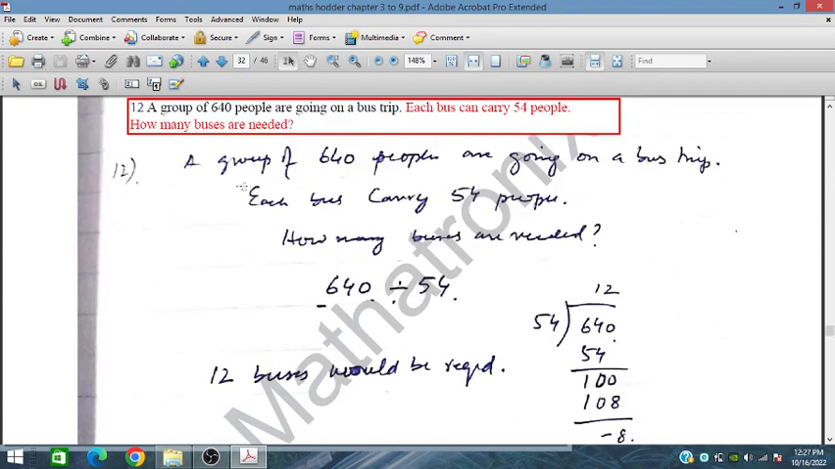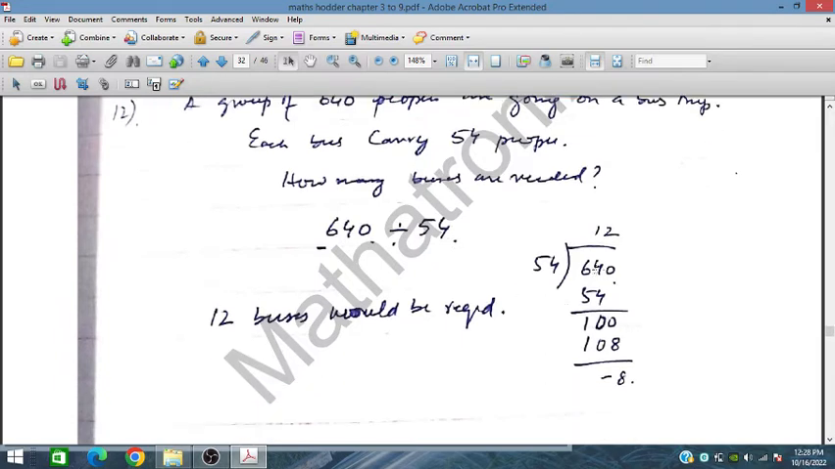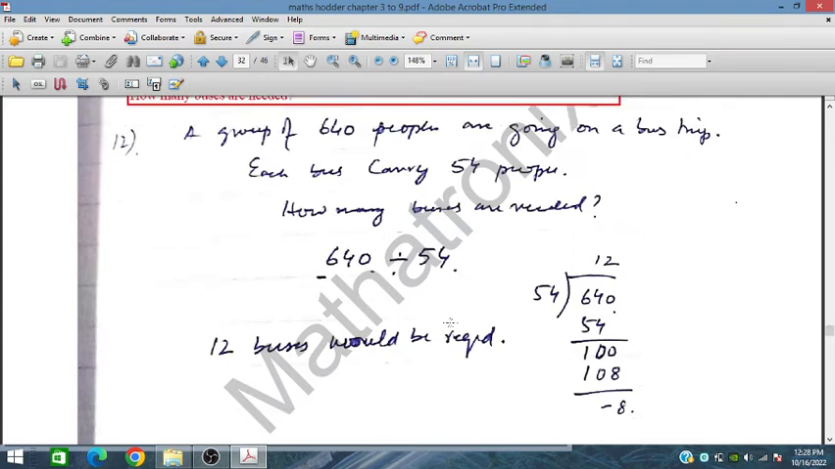One other one. A group of 640 people are going on a bus trip. Each bus can carry 54 people. How many buses are needed? So we divide this 640 by 54 people, and we get some results. So here we have 12 buses. So 54 multiplied by this, so we have a space of 8 in the last one. So there are 12 buses required for this. This is a practical problem usually considered. Very simple, very easy, beginner's level.